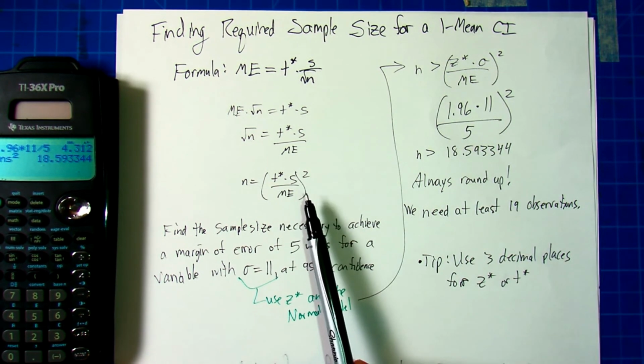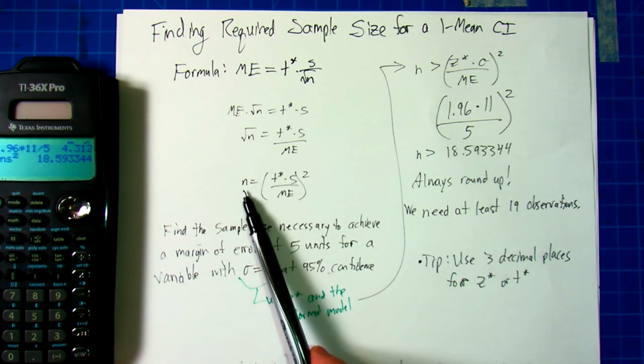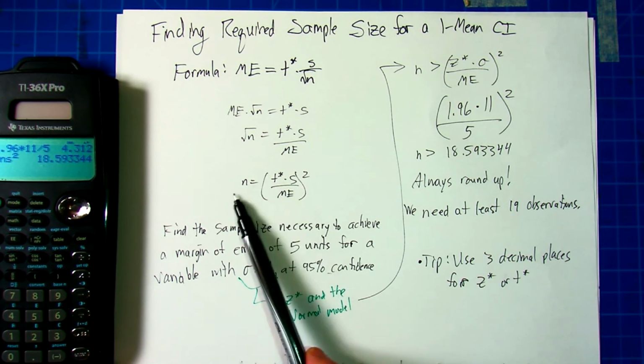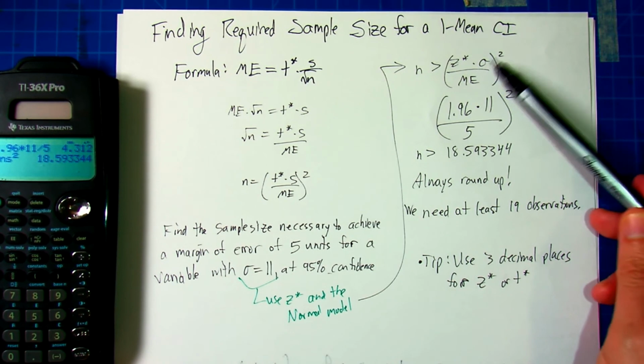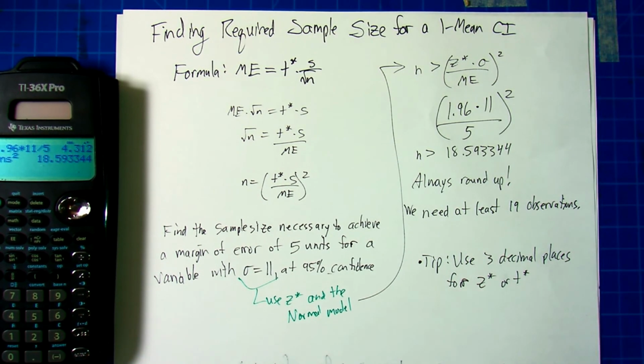Although, now that I think about it, how are you going to find t star if you don't know n, because degrees of freedom is n minus 1? So I think you always have to be given sigma, so I think this is the formula you're always going to use. But whatever.